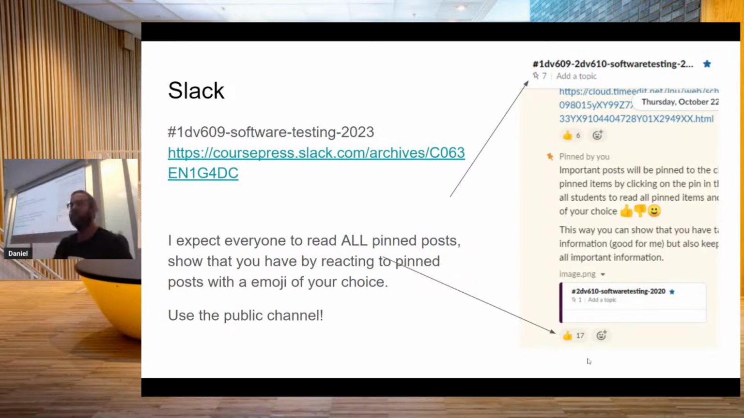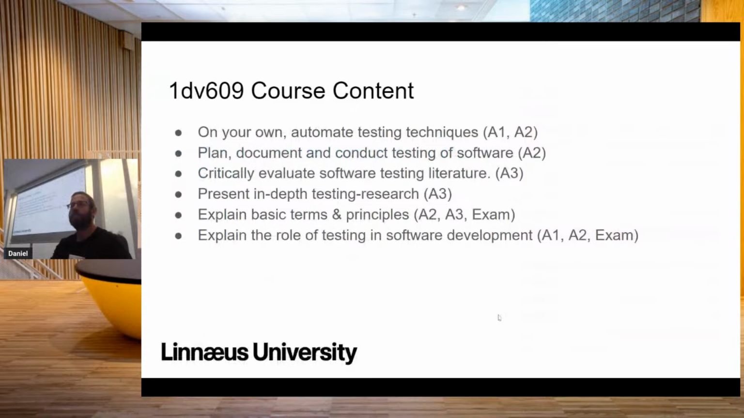When you've read it, you add a reaction to it. Could be a thumbs up, could be a thumbs down, could be a smiley face, or one of these annoying animated emojis. Yes, this is important for me, because then I know that you've partaken in that information. Okay, so we have a number of goals in this course.